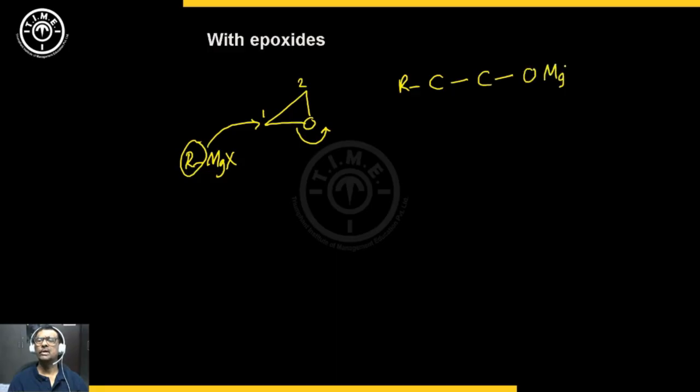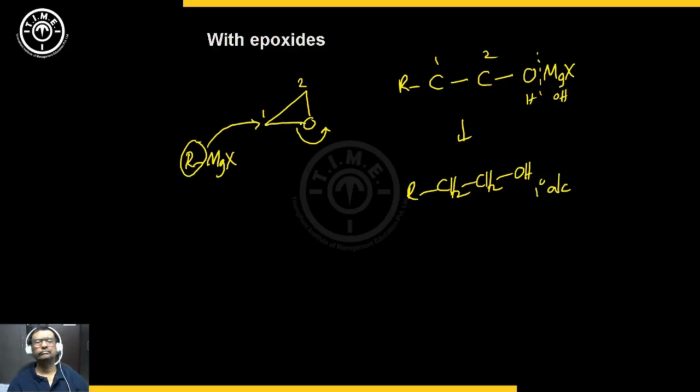That OMgX will ultimately turn into OH upon hydrolysis. So you get a primary alcohol. So RCH2CH2OH. You get a primary alcohol. With an epoxide, you are going to get a primary alcohol.